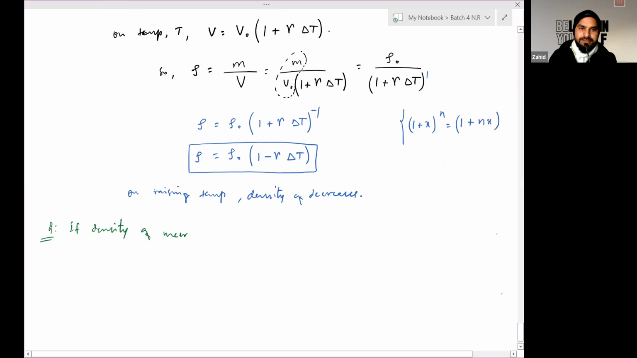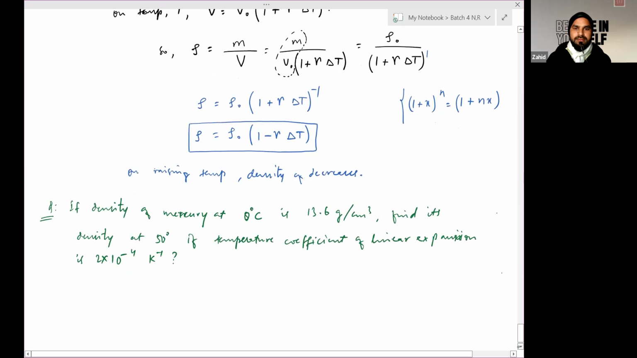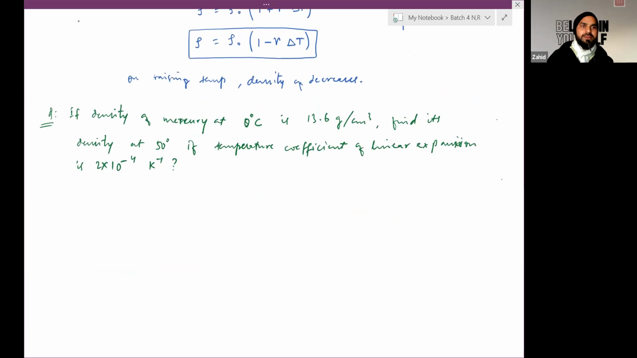If density of mercury at 0 degrees Celsius is 13.6 gram per centimeter cube, find its density at 50 degrees Celsius if the temperature coefficient of linear expansion is 2 into 10 to the power minus 4 Kelvin inverse. Try to find it using the above expression.